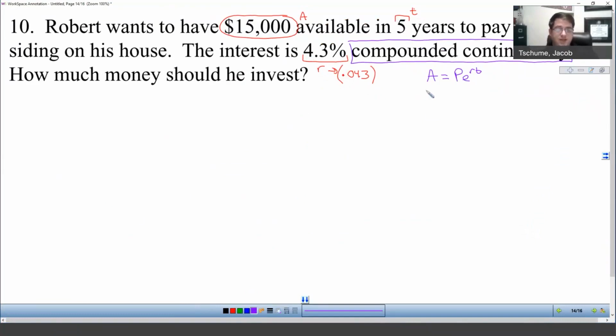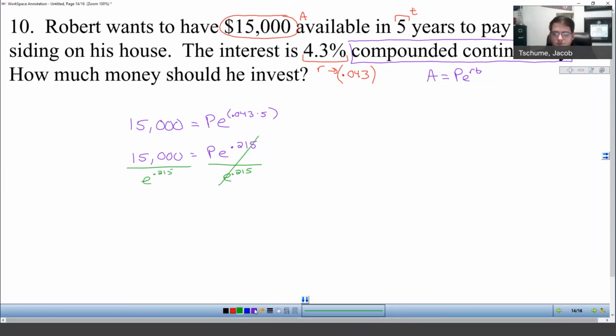So if I plug these numbers into the formula, A is 15,000 equals P, which we don't know yet, times e raised to the r, which is 0.043, times my t, which is 5. So if I multiply those 2 decimals together in the exponent, 0.043 times 5, we get e to the 0.215. And to get this P by itself, I need to divide both sides by this exponential function.